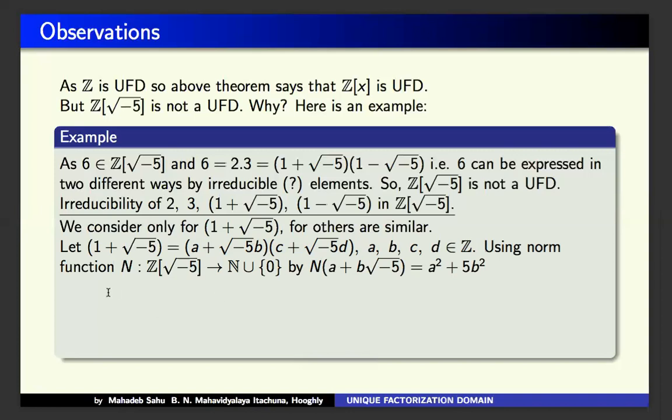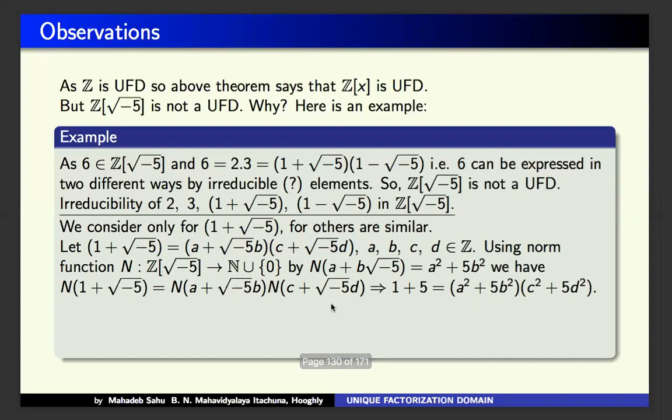So define a norm function from Z[root minus 5] to N union 0, as you know. This is a multiplicative norm function: N of a plus b root minus 5 is equal to a square plus 5b square. Then we have N of 1 plus root minus 5; just apply the multiplicative norm function to the product of the two factors.